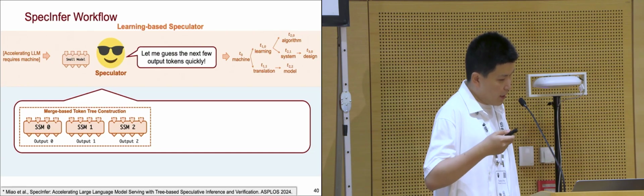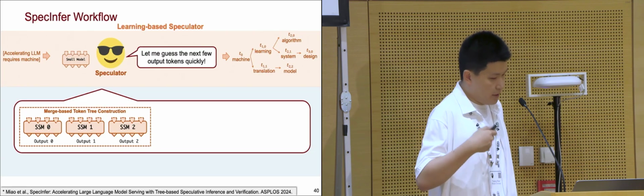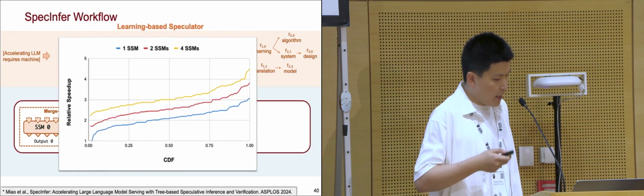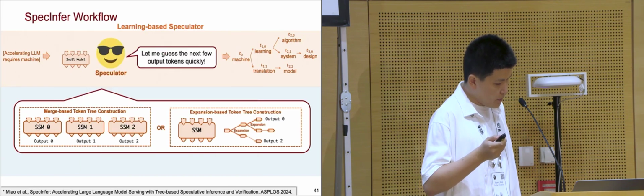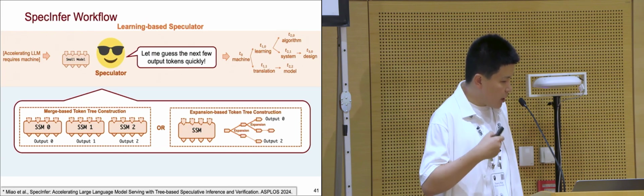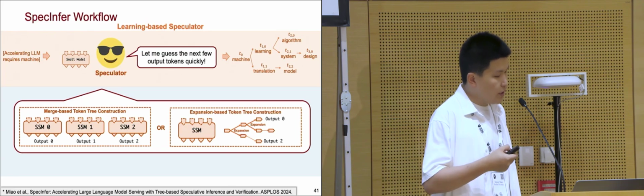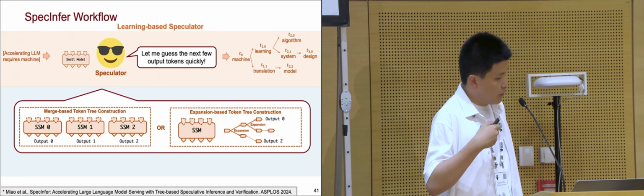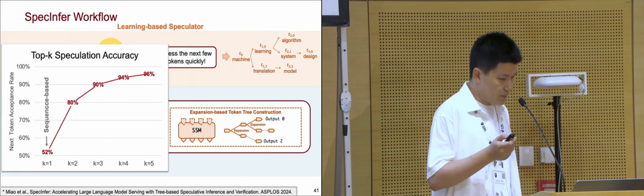So now I will explain our solution called SpecInfer, and we propose the first tree-based speculative inference system and algorithm to overcome all these problems. Specifically, we have two key techniques. The first is a learning-based speculator, which generates speculated tokens fast and accurately. And the second is the tree-based verifier, which will verify the tokens' correctness efficiently.